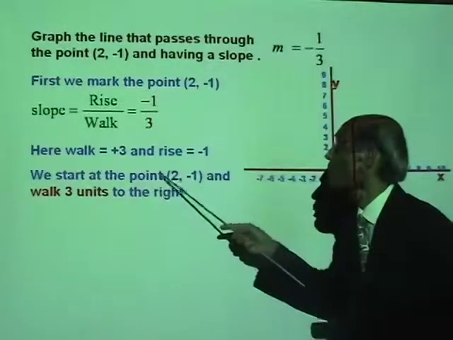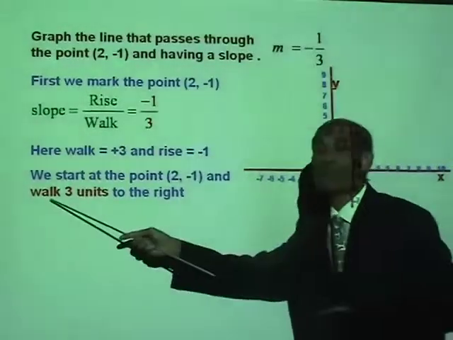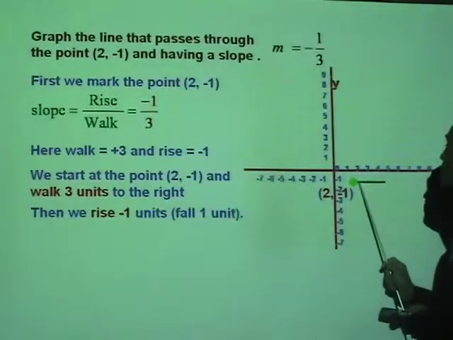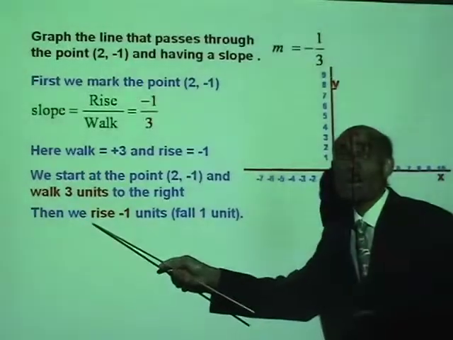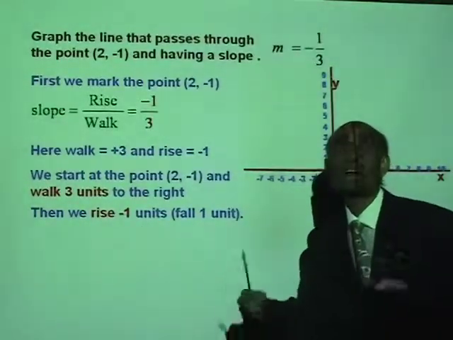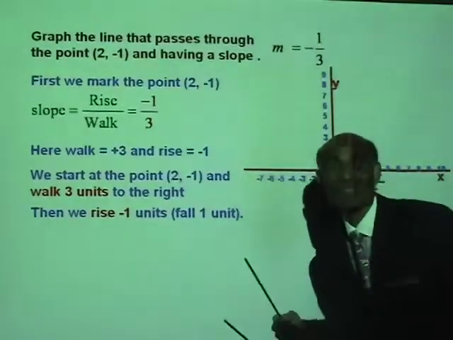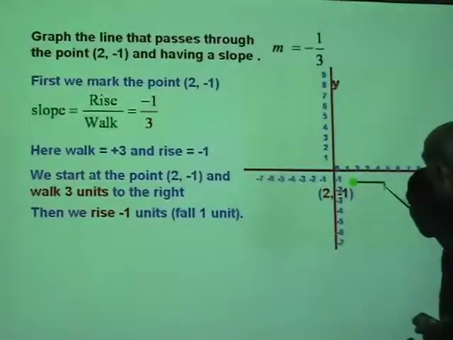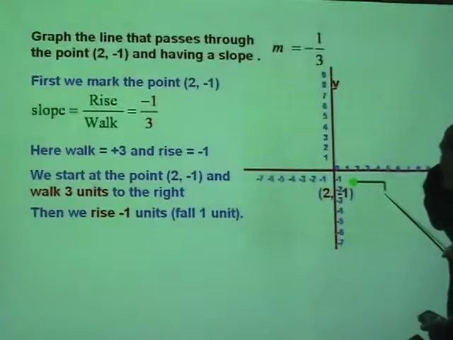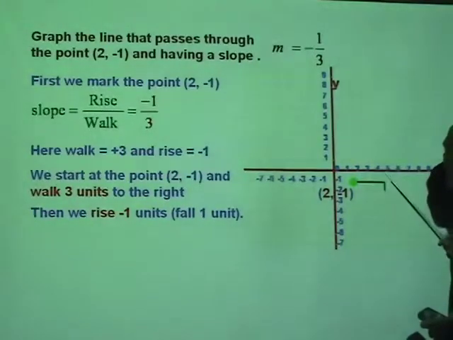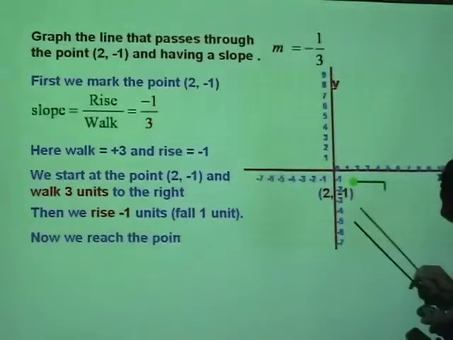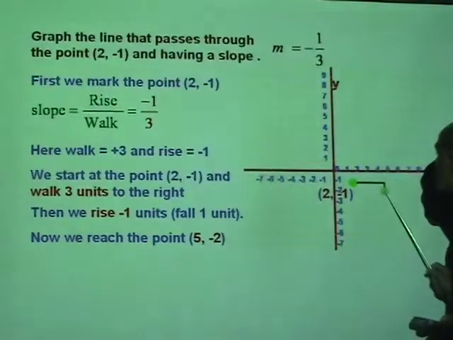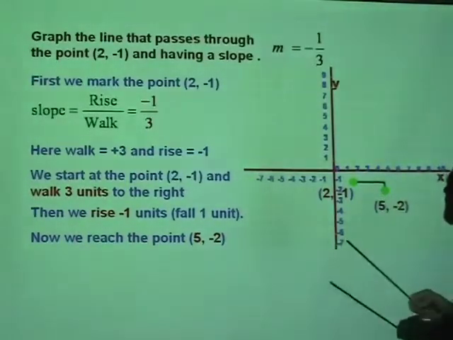So we start at the point (2, -1) and walk 3 units to the right. Let's do that. There we are. We walked 3 units to the right. Then rise -1. What does it actually mean? It means fall 1 unit. Rising -1 is the same as falling 1 unit. We go down 1. And where do we reach? We reach the point x equal to 5, y equal to -2, and that is (5, -2).